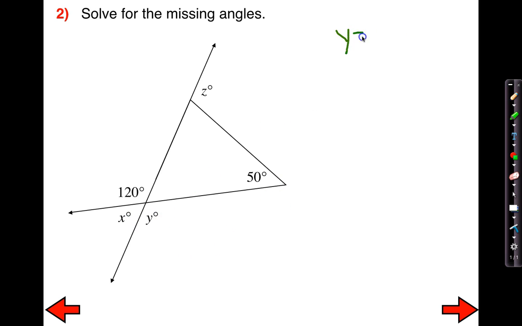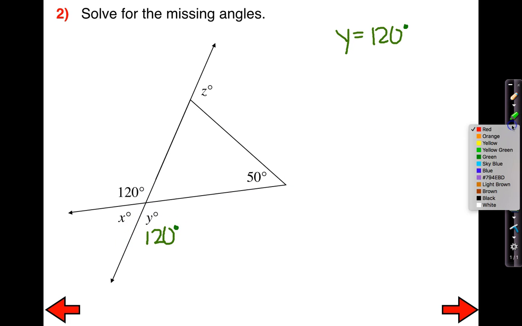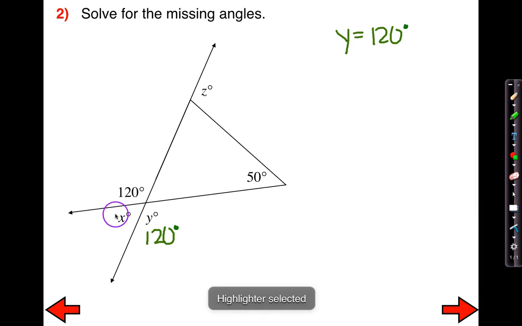Okay, so the first thing that I'm going to do is say, okay, I know the value of y. The value of y is 120 degrees. Why do I know this? Because I know vertical angles are congruent. Now, because of that, I'm able to also figure out the value of x.